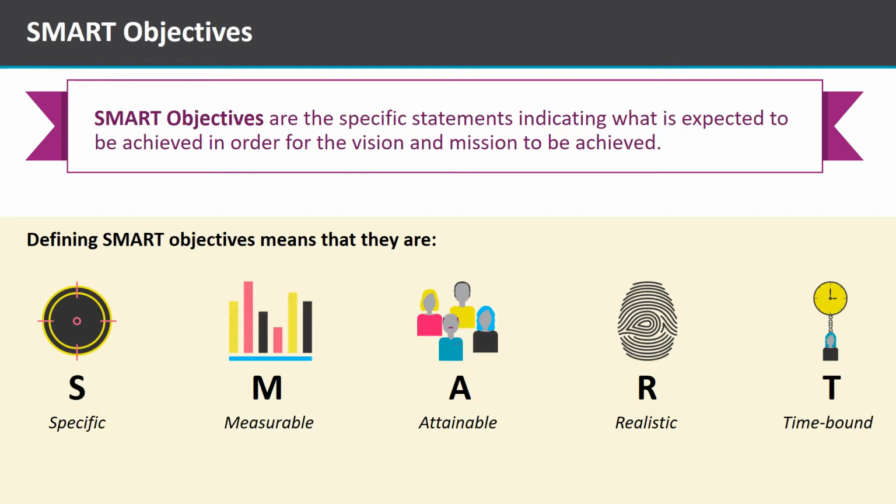SMART objectives are the specific statements indicating what is expected to be achieved in order for the vision and mission to be achieved. We're going to look at what SMART means. S stands for specific. M stands for measurable. A stands for attainable. R stands for realistic. And T stands for time-bound.